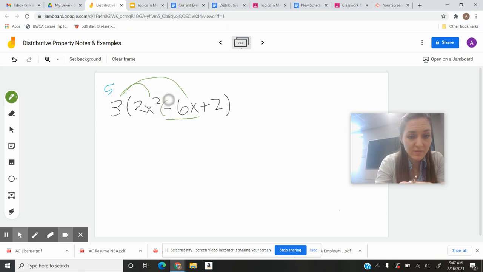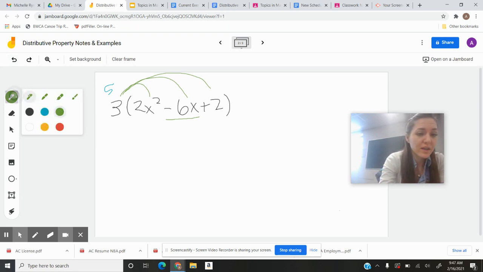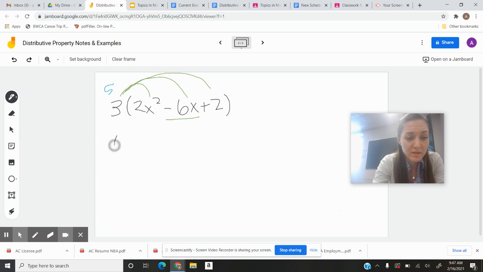Remember, there's a sign in front of this 6, so it is now a -6x. And 3 times this +2. Because there's a sign in front of that 2, it is a +2. All right, now that I have my arcs drawn, I'm going to go ahead and just multiply these numbers through. 3 times 2x squared is just 6x squared.